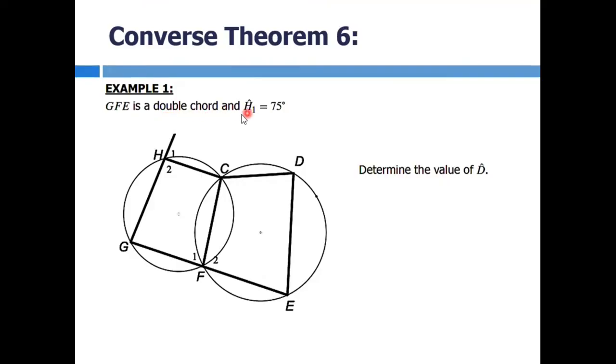GFE is a double chord, and H1 is 75 degrees. Okay, so make sure we understand what the story is that they've given us. All that it means for it to be a double chord is that this chord here belongs to both of the circles. So they're kind of telling you that the point C and the point F lie on both of the circles. That's all they're telling you. And then H1 is 75 degrees, so we're going to write the 75 degrees there.